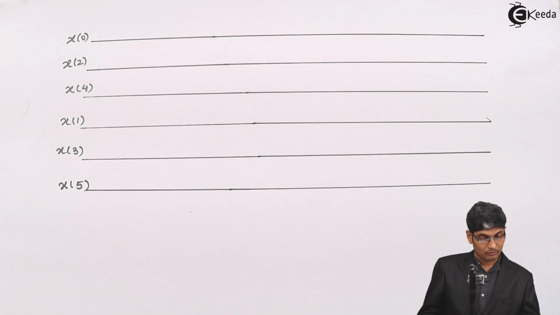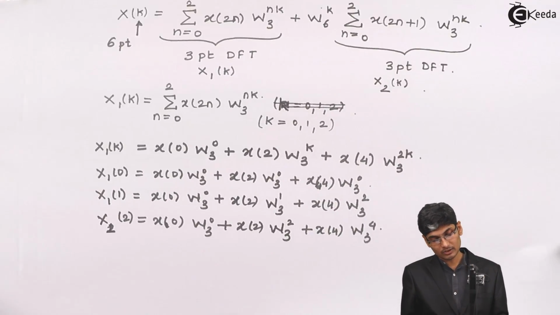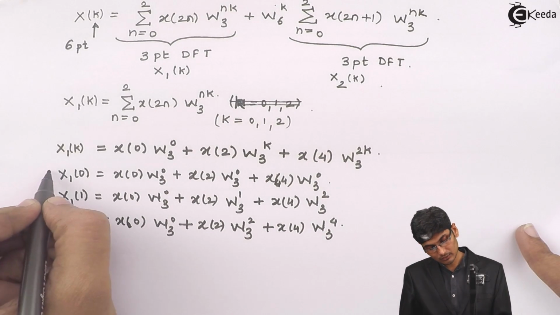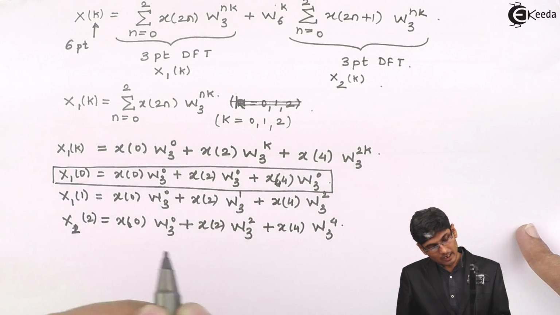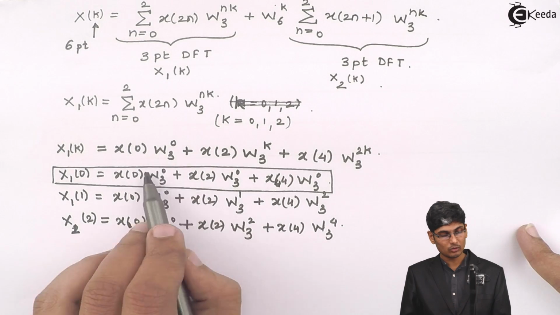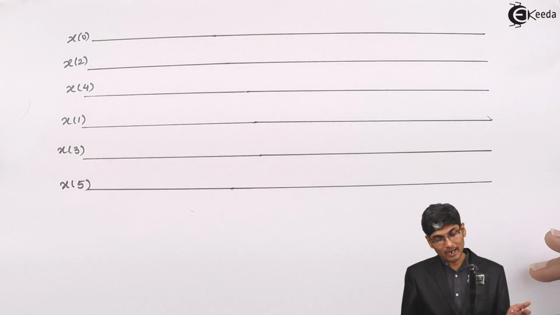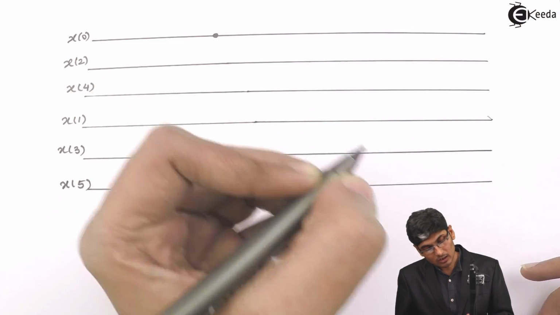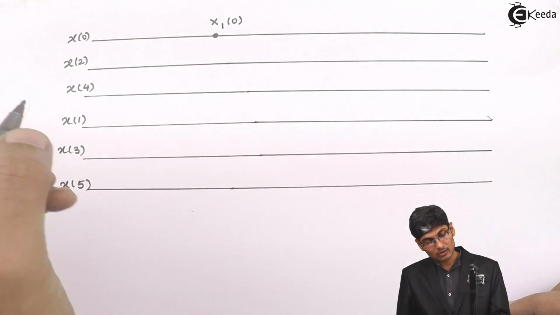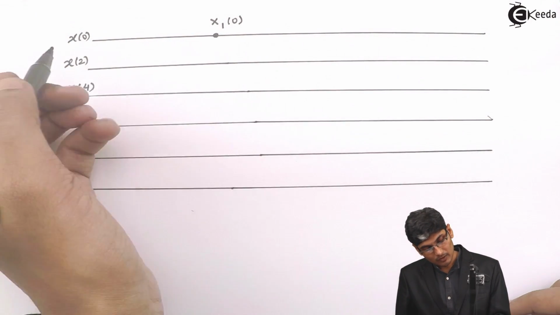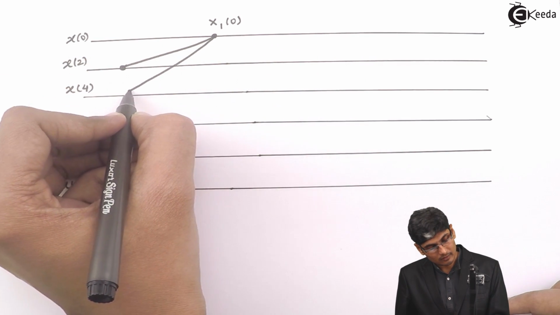Now let us bring our first equation. The first equation says that x1 of 0 is nothing but the addition of x0, x2, x4, because w3 raised to 0 is 1. So I need to add x0, x2 and x4. To add we want a node. Let us say this node is going to give me the value of x1 of 0. So x1 of 0 is nothing but x0 plus x2 plus x4.